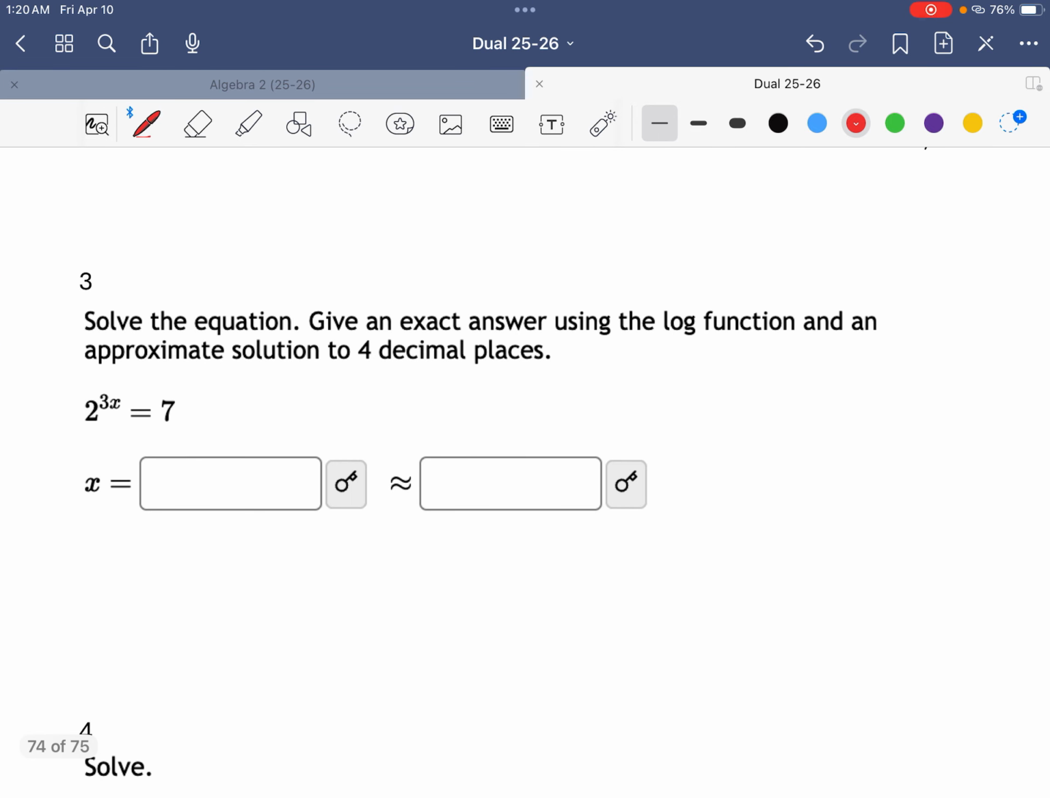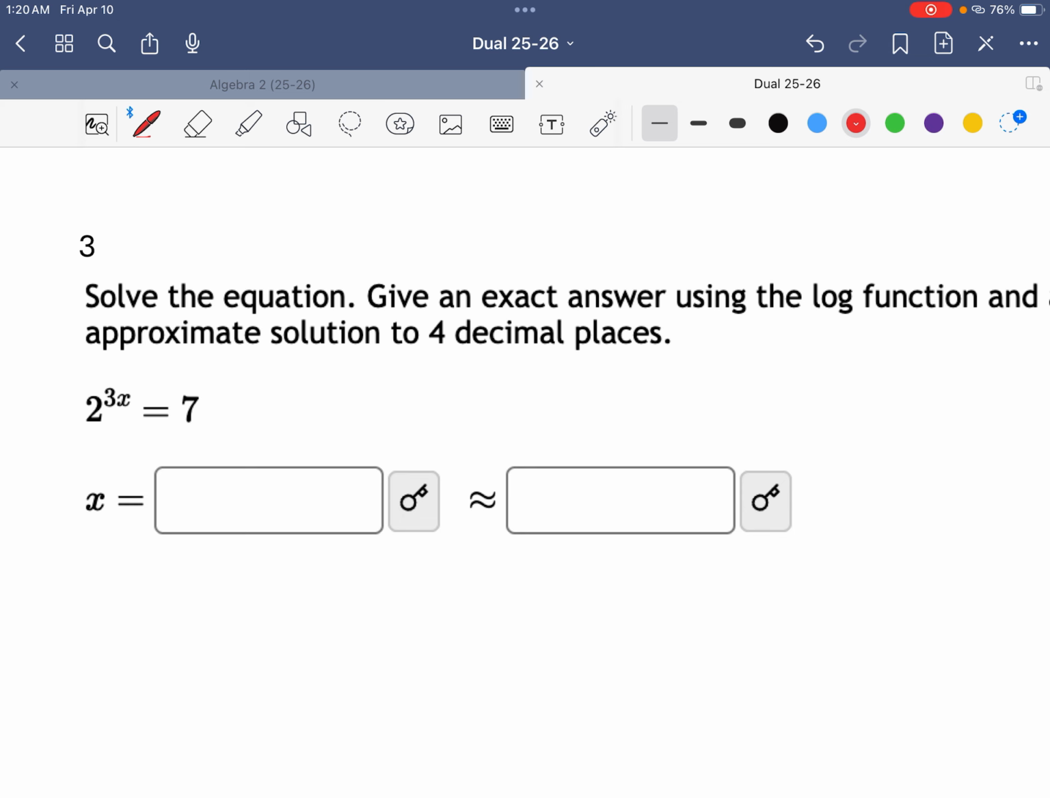Okay, number 3. Give the exact answer and then round to 4 decimal places, right? Exact answer, round 4 decimal places. So this is the exact answer. And then this is the rounding one.